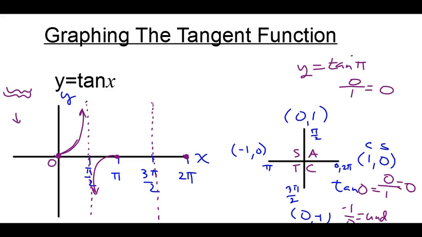Similarly, in the third quadrant, according to my all students take classes, tangent is positive. So from this point moving forward towards the second asymptote, shouldn't it go up into the positive region of the y-axis? And then lastly, in the fourth quadrant, tangent is negative again. So as I go from this point back towards my asymptote, it would go downwards.